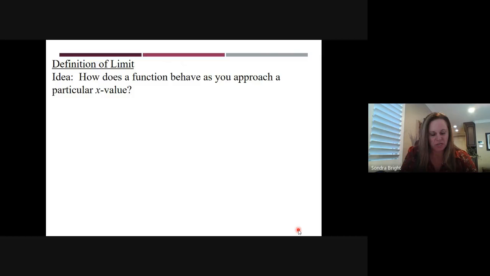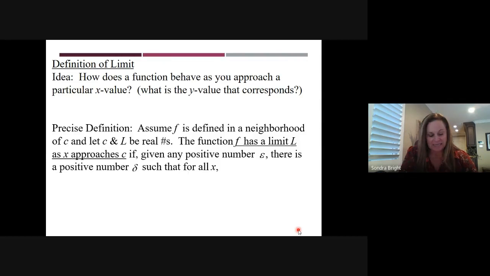So what is the definition of a limit? The idea is, how does a function behave as you approach a particular x value? And what that means is, what is the y value that corresponds? So when they ask you for a limit, the answer is the y value as the function is approaching the particular x value. Here's the precise definition.